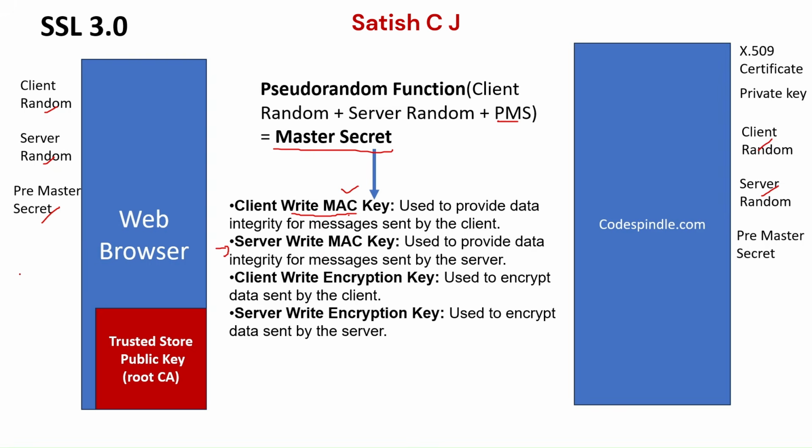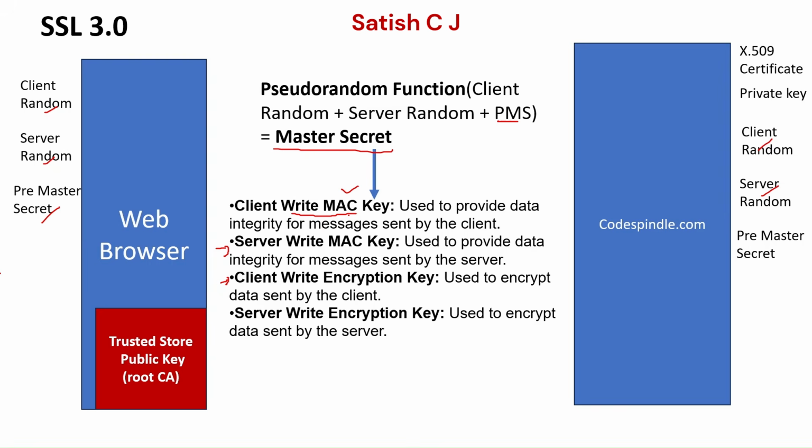Client write encryption key. Whenever a packet is encrypted and sent from the client to the server, the client write encryption key is used. And the server write encryption key is used whenever a packet is sent encrypted from the server to the client. So for encryption of the packet, the server write encryption key is used, and for decryption of the packet received from the server, the server write encryption key is used.